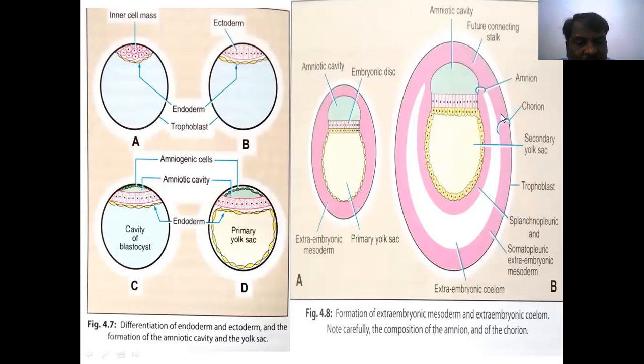This is called the splanchnopleuric, and this is called the somatopleuric extraembryonic mesoderm. So now in this stage, we can identify the somatopleuric and splanchnopleuric extraembryonic mesoderm. The amnion and chorion are important, the coverings of the fetus or embryo. See, the chorion is formed by these trophoblast cells and the parietal cells of the somatopleuric extraembryonic mesoderm.